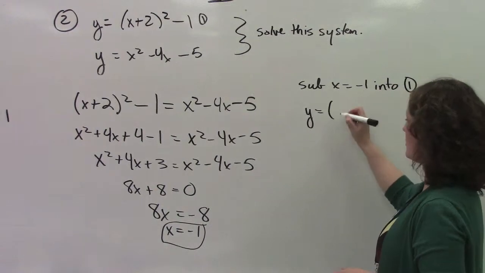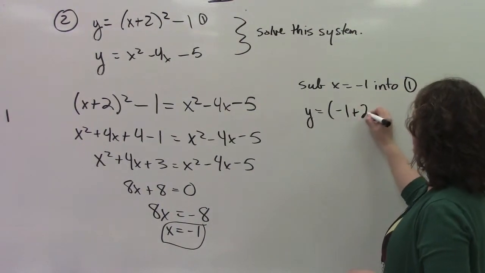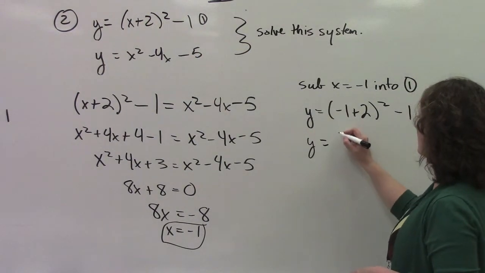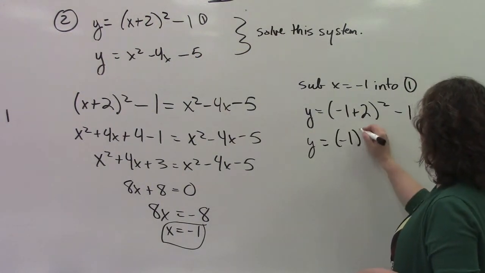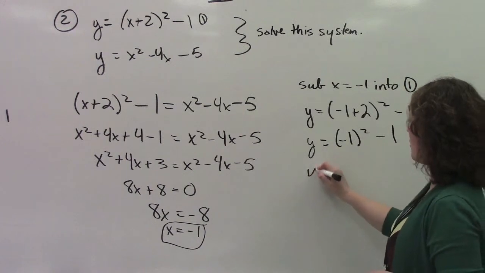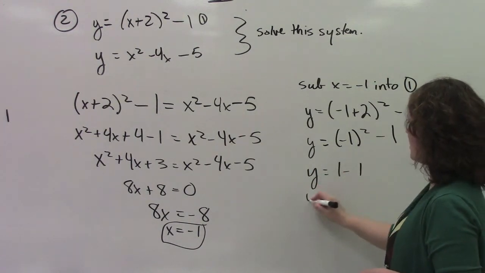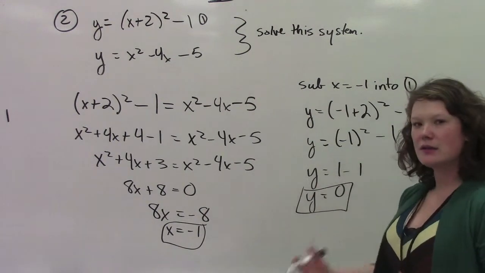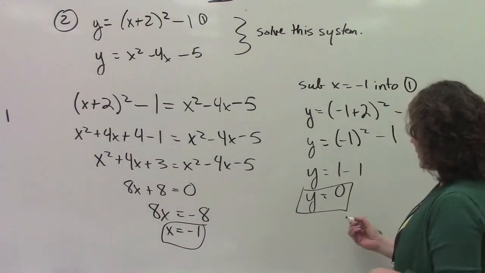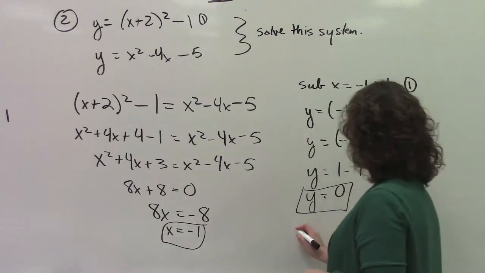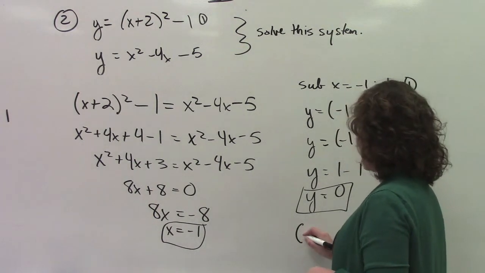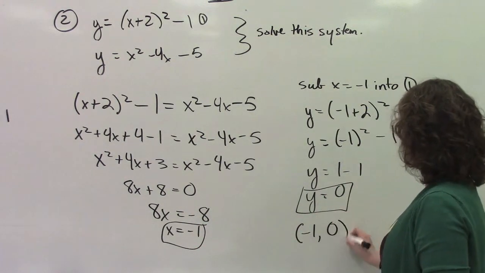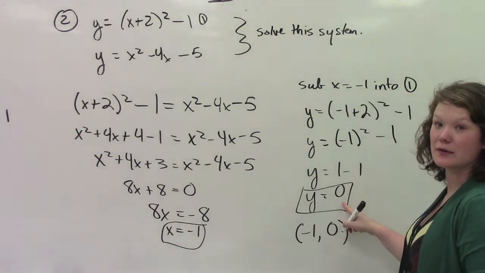y equals (negative 1 plus 2) squared minus 1. y equals 1 squared minus 1. y equals 1 minus 1. y equals 0. So if I were to give the solution as coordinate points, I would say the solution is at negative 1 for my x-coordinate, comma 0 for my y-coordinate. And we're done.